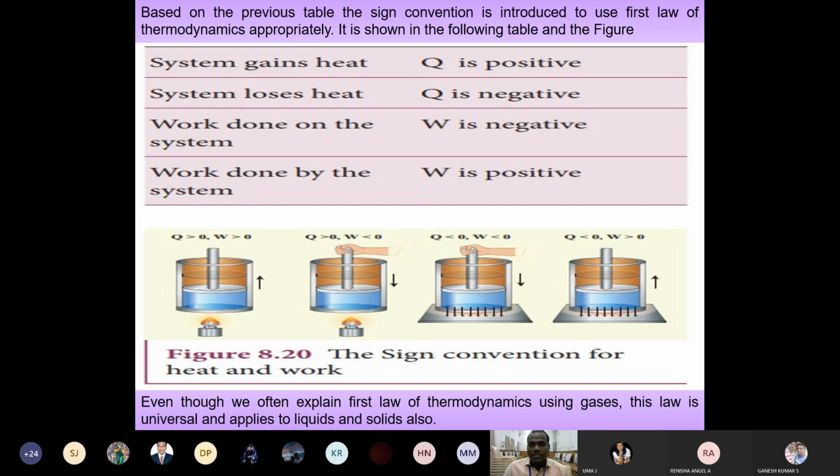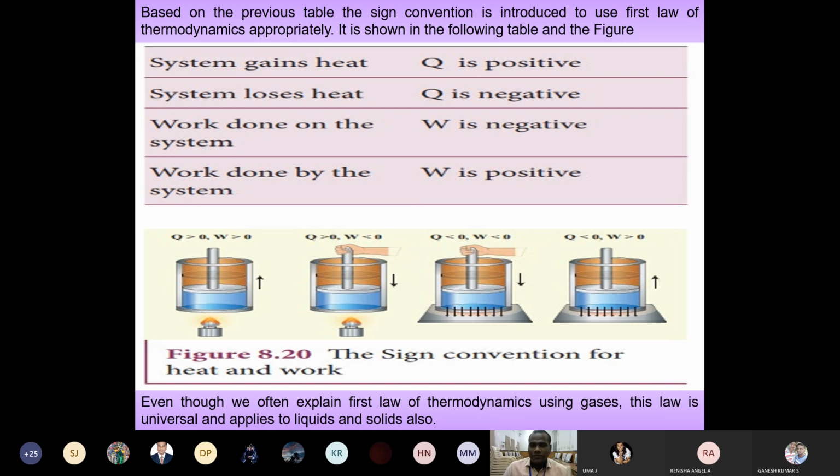Based on the previous tables, the sign convention is introduced to use the first law of thermodynamics appropriately in the following figure. Right. If the system gains heat, Q is positive, as we discussed earlier. If the system loses heat, Q is negative. If work is done on the system, W is negative. Yes, keep the point. Work done on the system, so W will be negative.